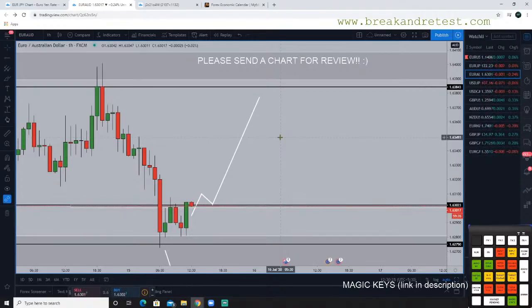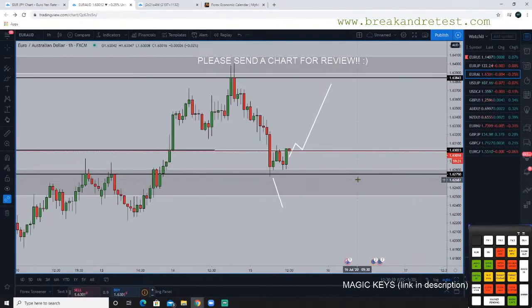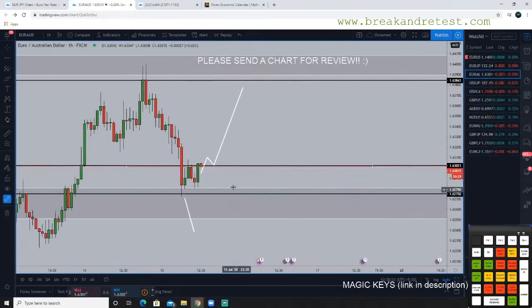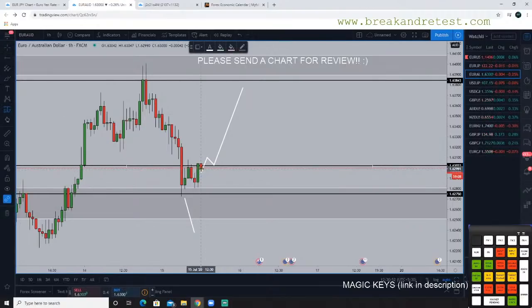Don't wait for confirmations on the retest, because the breakouts are my confirmation. Okay, I'm gonna enter some buys on EA now.